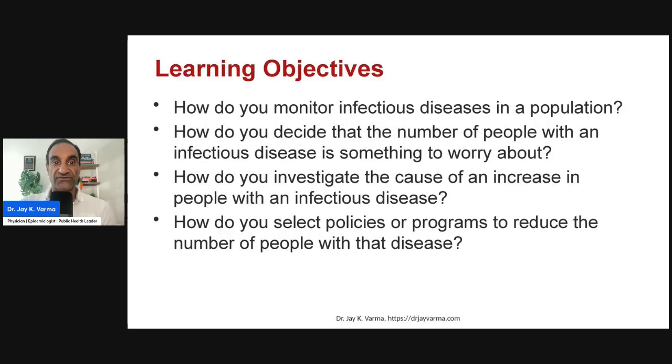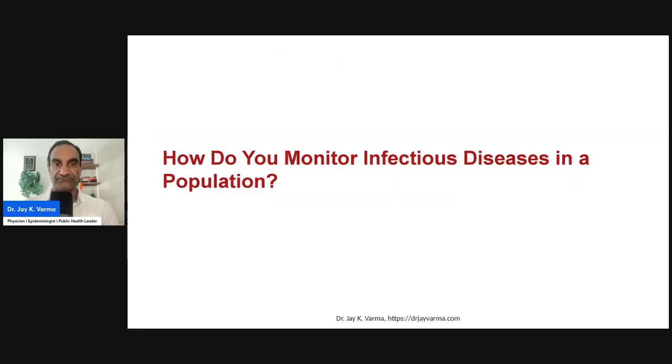Today, we're going to be covering the following topics. How do you monitor infectious diseases in a population? How do you decide that the number of people with an infectious disease is something to worry about? How do you investigate the cause of an increase in people with an infectious disease? And how do you select policies or programs to reduce the number of people with that disease?